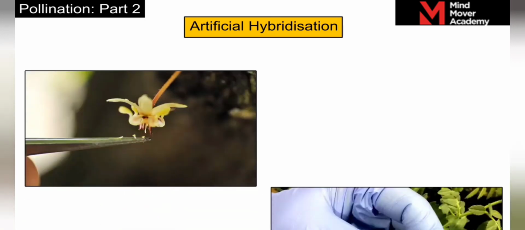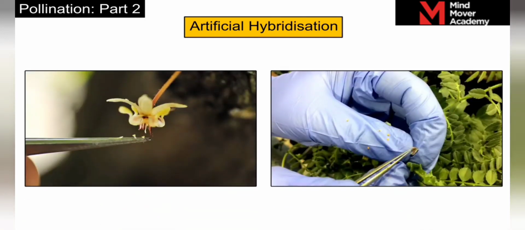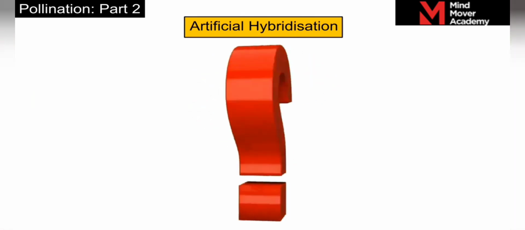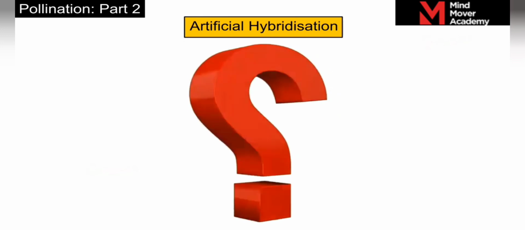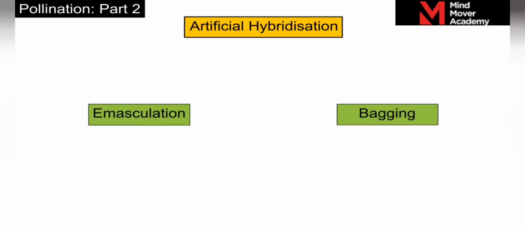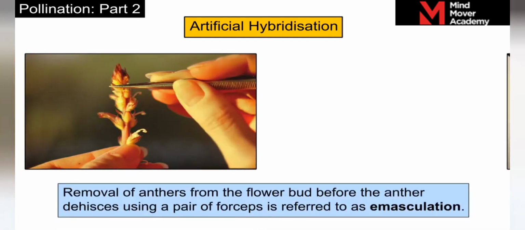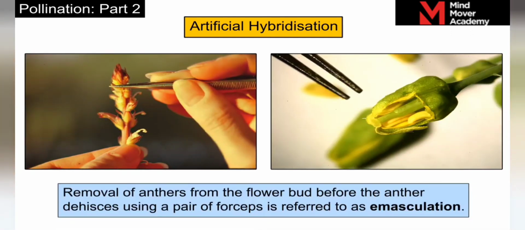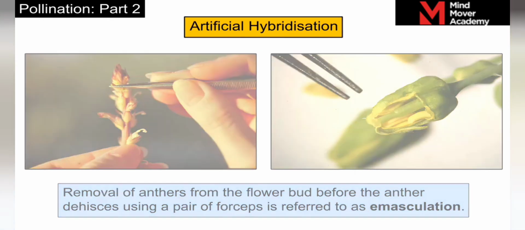In such crossing experiments, it is important to make sure that only the desired pollen grains are used for pollination and the stigma is protected from contamination from unwanted pollen. But how? Any guesses? Well, this is achieved by emasculation and bagging techniques. If the female parent bears bisexual flowers, removal of anthers from the flower bud before the anther dehisces, using a pair of forceps, is necessary. And this step is referred to as emasculation.